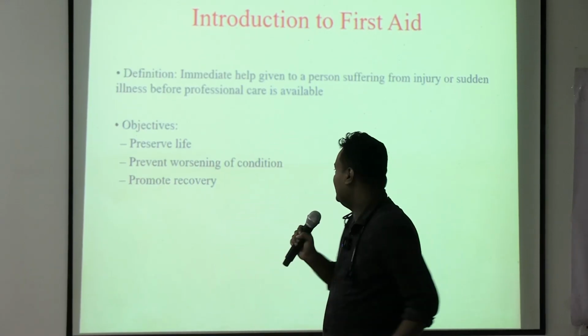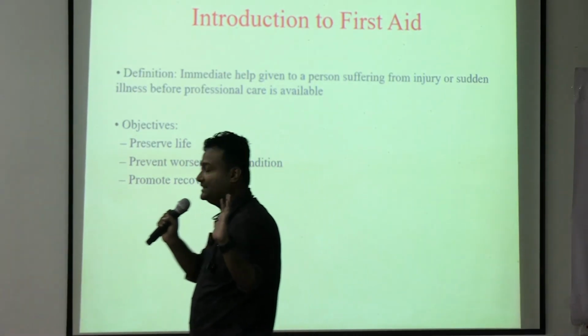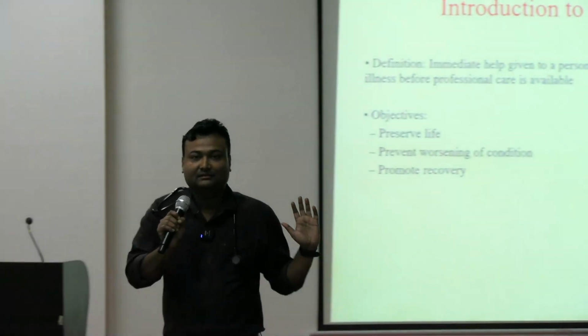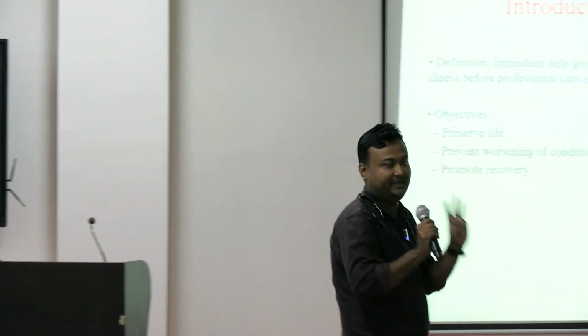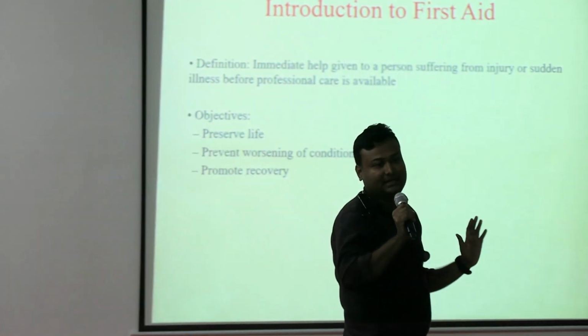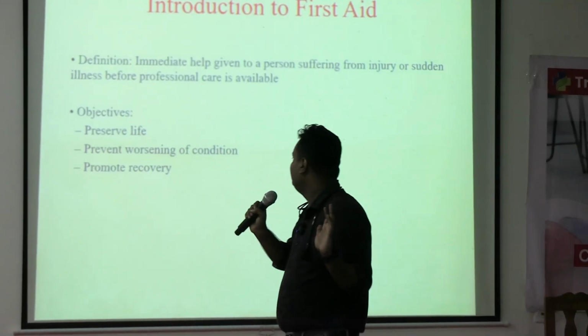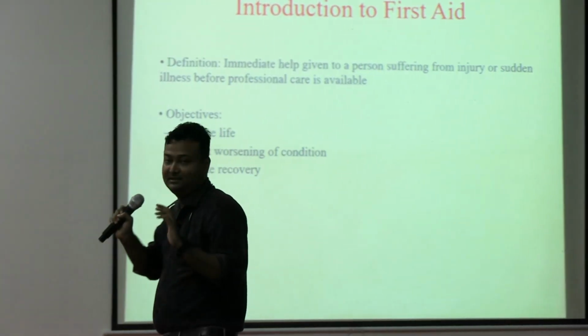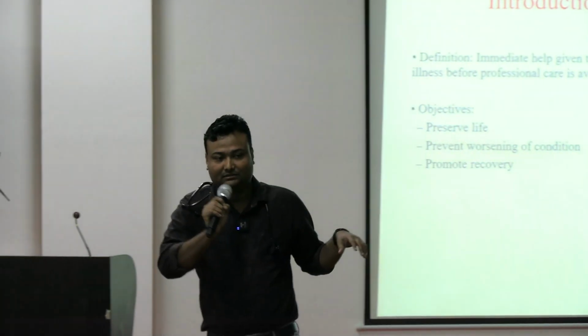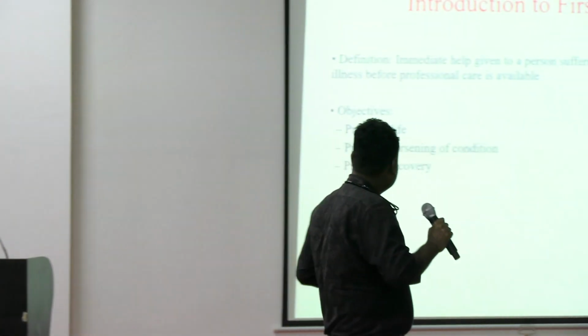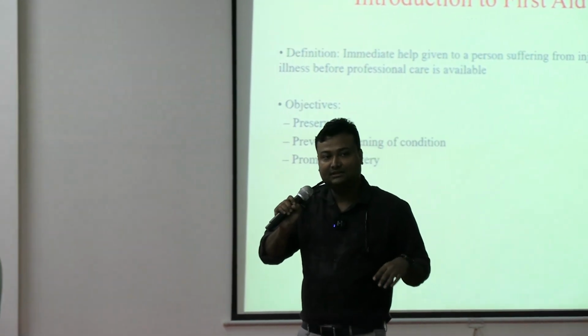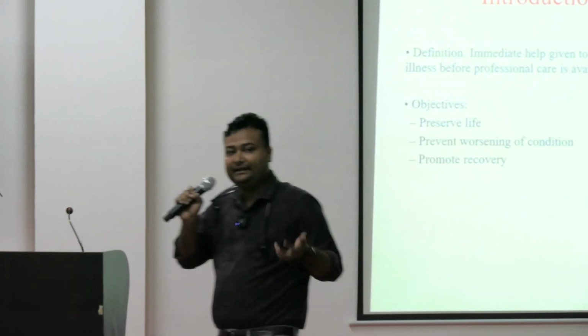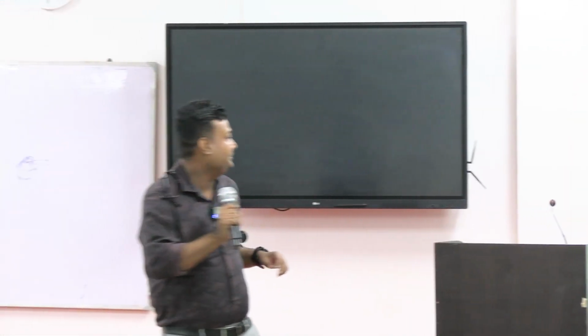Okay, so there are three objectives of first aid. These three objectives are the 3 Ps. The first P is to preserve life. The second P is to prevent further worsening of the condition. And the third P is to promote early recovery. So that is the 3 Ps.